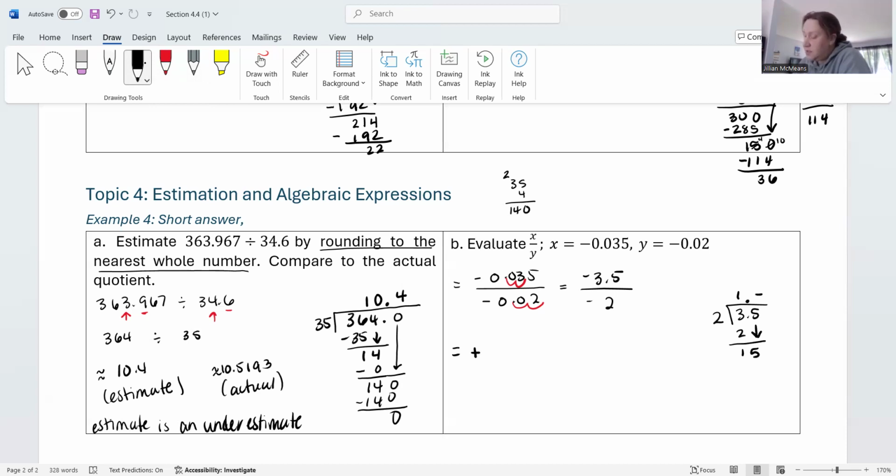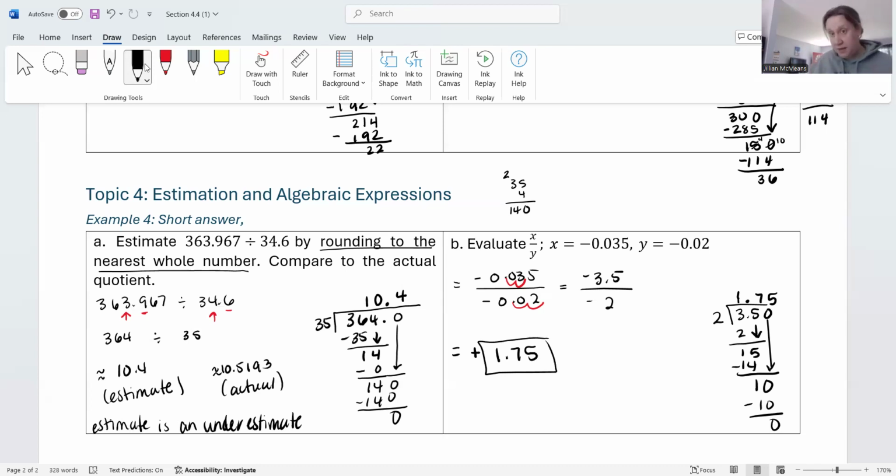So I know 2 times 7 is 14, so that's as close as I'm going to get. So 2 will go into 15 7 times. 7 times 2 is 14. I don't have that desired 0 remainder, so let's add a 0 to the end of 3.5 and then keep dividing. All right, so 2 into 10. 2 will go into 10 5 times. 2 times 5 is 10. There's my 0 remainder. So my final quotient is positive 1.75.